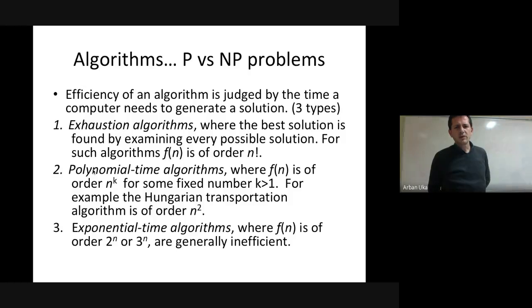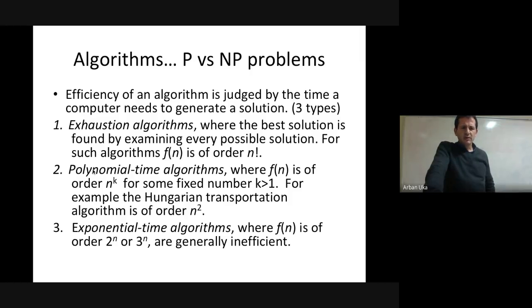Then we have polynomial time algorithms, where the complexity, or f of n, is in the order of n to the power k for some fixed number. But this is still polynomial, because a polynomial by definition is any quantity which is a to the power x plus b to the power x squared plus c to the power x cubed and so on. So this x to the power cube is n to the power k.